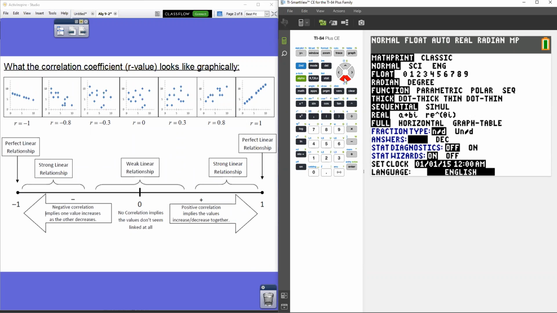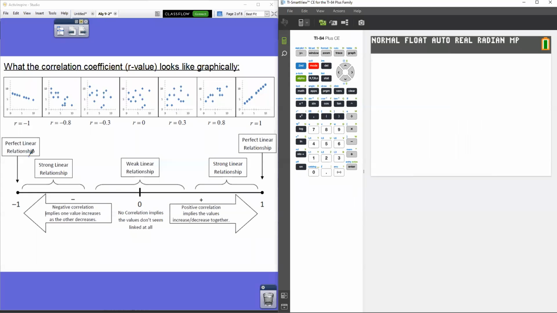The automatic setting when you first turn on your calculator or you clear the memory is that stat diagnostics are off. Remember that you have to turn them on in order to get the R value. So make sure that you turn on your stat diagnostics. When we're taking a look at these scatter plots, an R value that is positive, like 0.3, 0.8, or 1, those dots go up. An R value that's negative, like negative 0.3, negative 0.8, and negative 1, those dots go down from left to right.